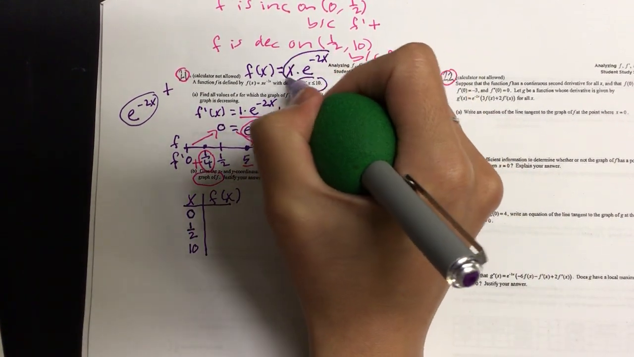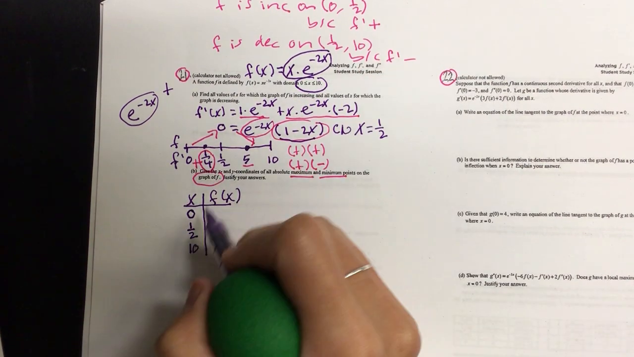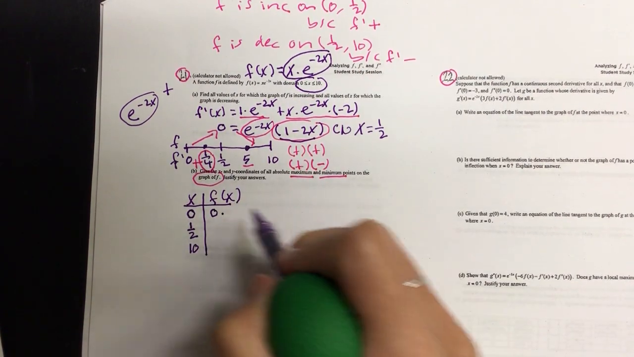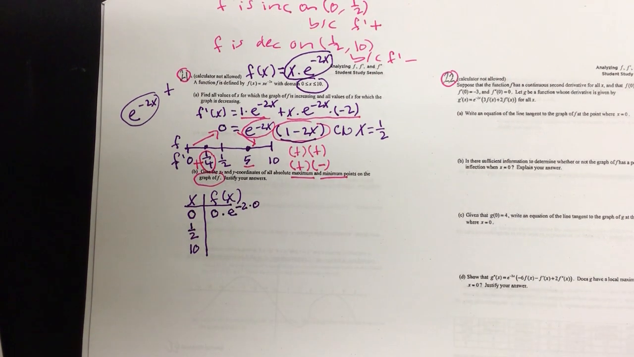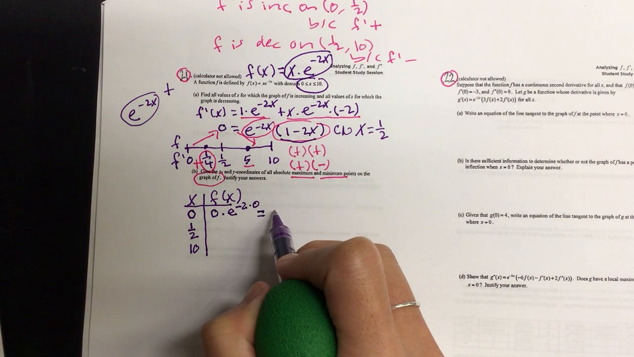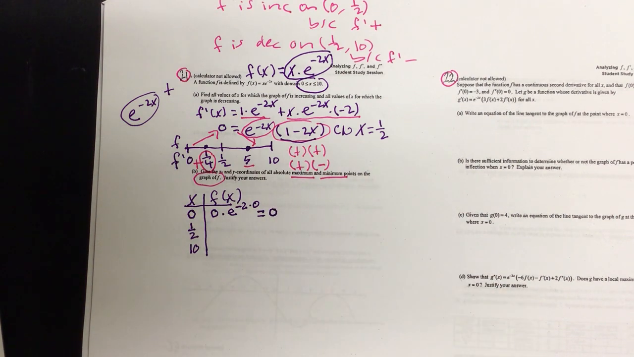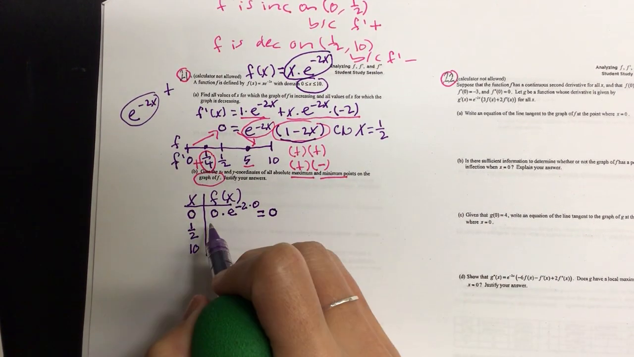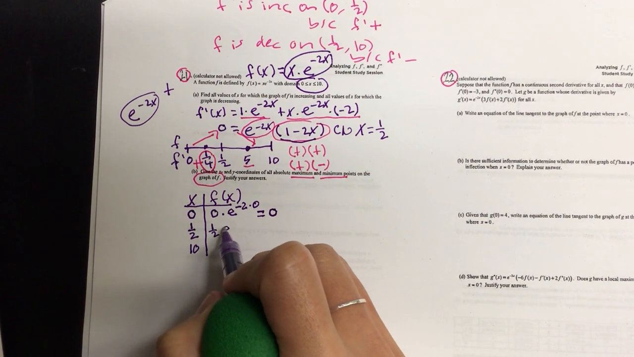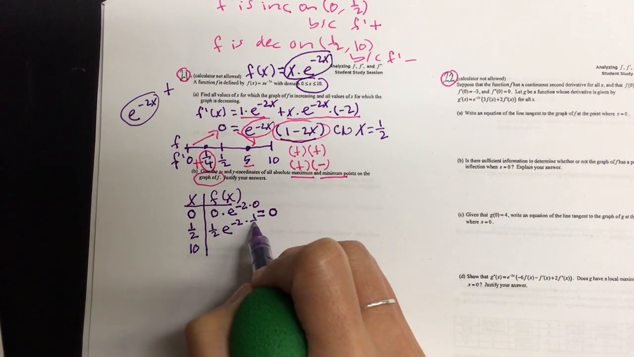The original function is right here. So it says my x is 0 times e to the power of negative 2 times 0. And we know e to whatever is positive, that positive number times 0 is what? Any number times 0 is? Oh, goodness. 0. Sorry. Good job, Robert. That's okay. All right, for the half, we have 1/2 times e to the power of negative 2 times 1/2.